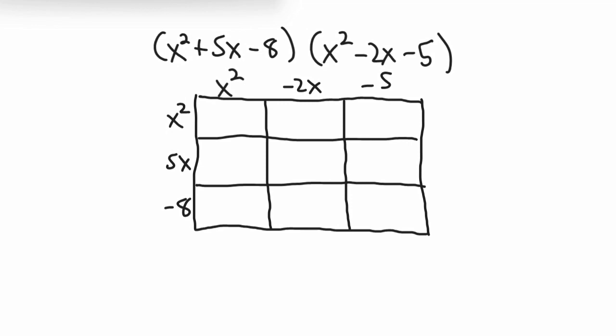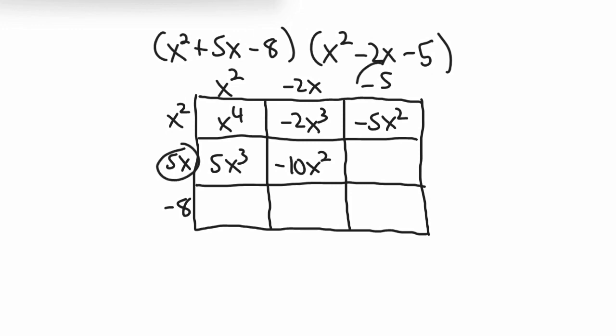x squared times x squared is x to the 4th. x squared times negative 2x is negative 2x cubed. x squared times negative 5 is negative 5x squared. 5x times x squared is 5x cubed. 5x times negative 2x is negative 10x squared. 5x times negative 5 is negative 25x.